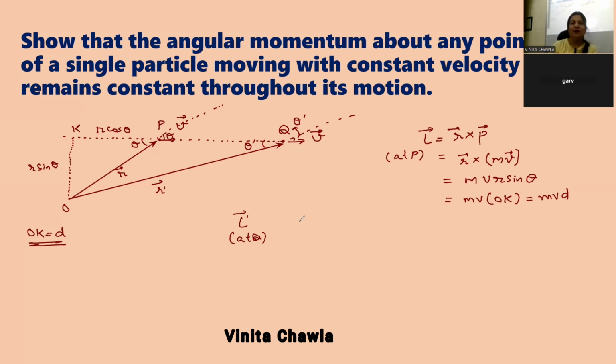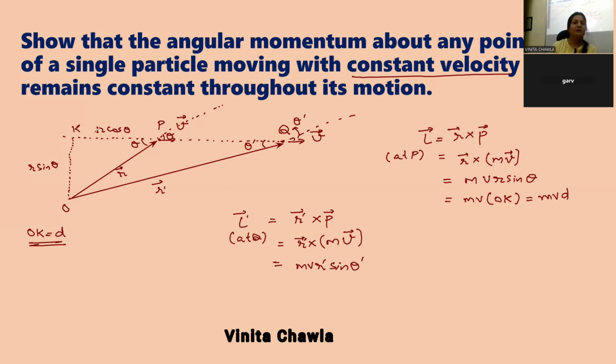Now, again, we'll write the same thing. Vector r dash this time, cross vector p. Okay? So, this is vector r cross mv, because object is moving with constant velocity. It is given to us. So again, we'll write mv vector because it is moving with a constant velocity. This is m v r dash, it is a cross product, so what will be the angle? Theta dash here, sin theta dash.